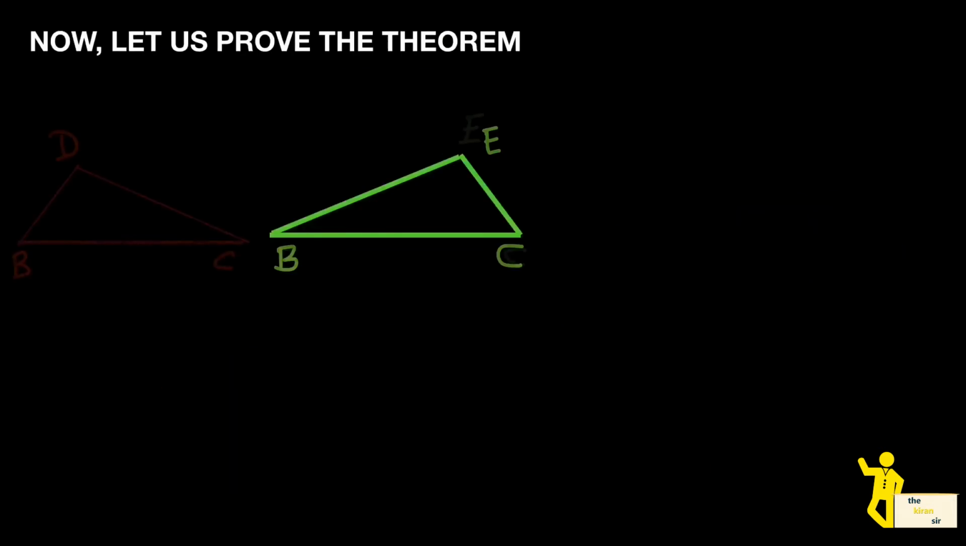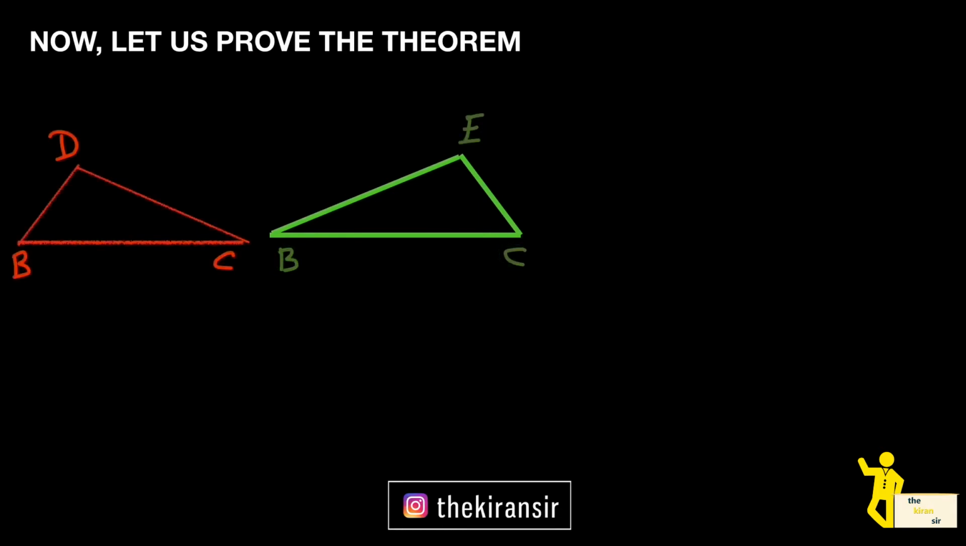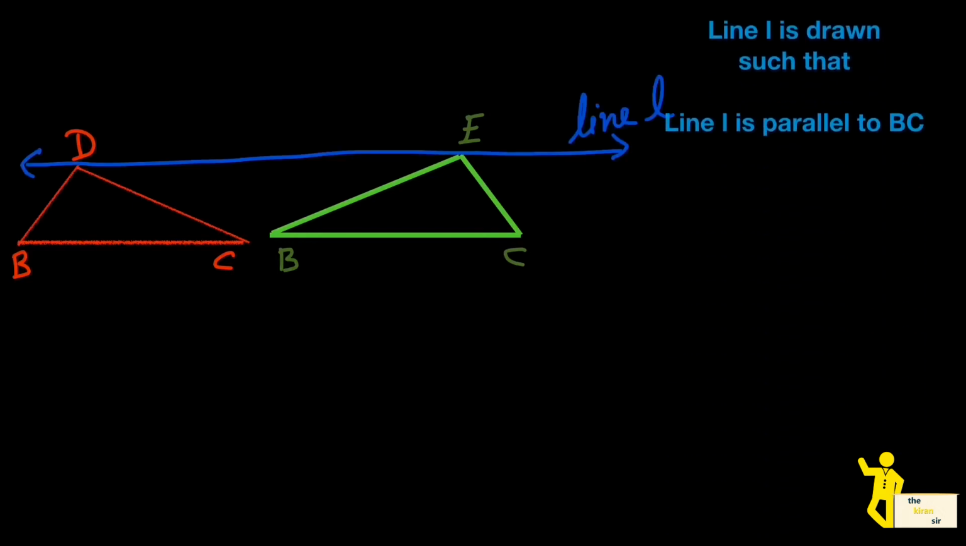So in order to prove, let us assume two triangles, one green color and the other red color, both having the same bases. I have taken both the bases as BC because they both have equal bases. So both the triangles have base BC, one is triangle DBC, another is triangle EBC. Now if I draw a line L which is parallel to BC and going through the points D and E, then what do I get?